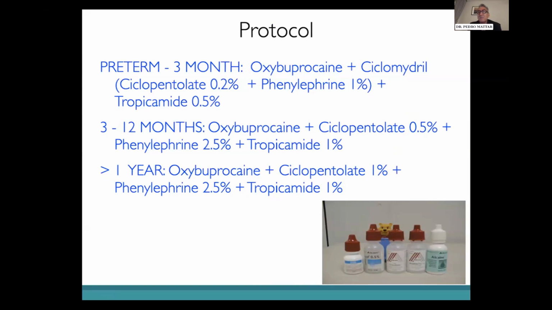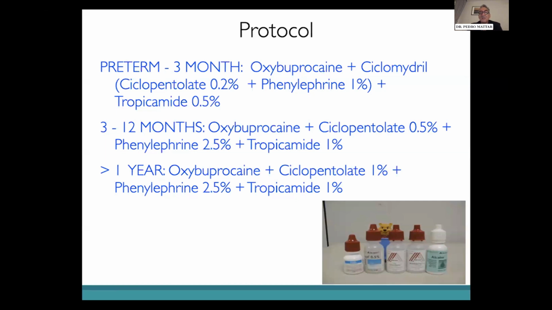In children from preterm to 3 months, we normally always use a first drop. We try to use an anesthetic, it can be oxybuprocaine or proparacaine. What you want is that this drop will break some of the barrier of the epithelial cells that the cornea has, and let the drops go into the eye in a better way. We use Cyclomydril, the combination of cyclopentolate and phenylephrine, and we can also add tropicamide 0.5% in children less than 3 months.